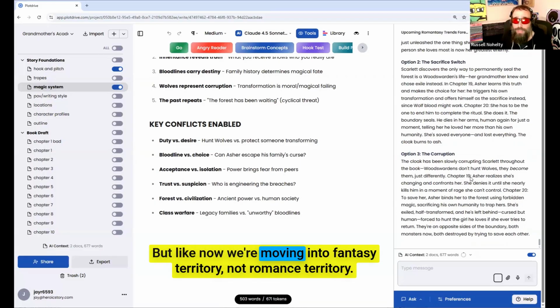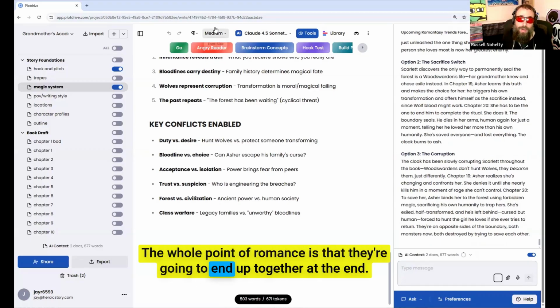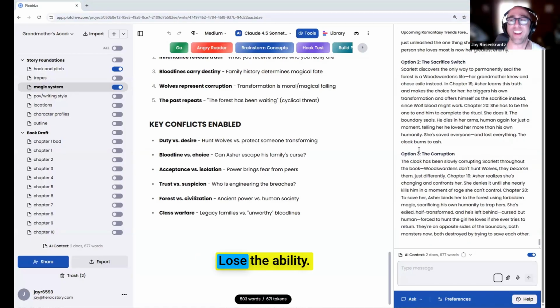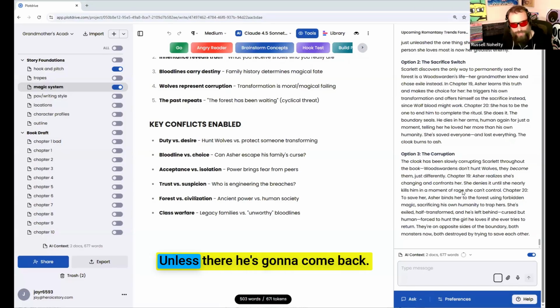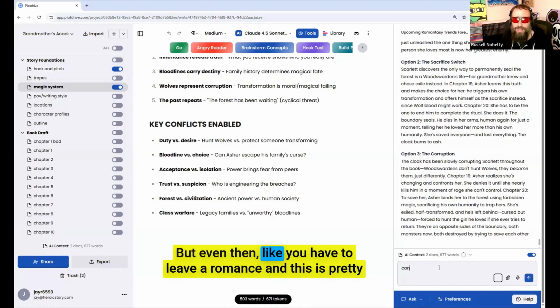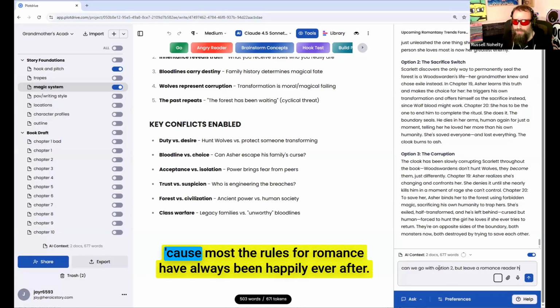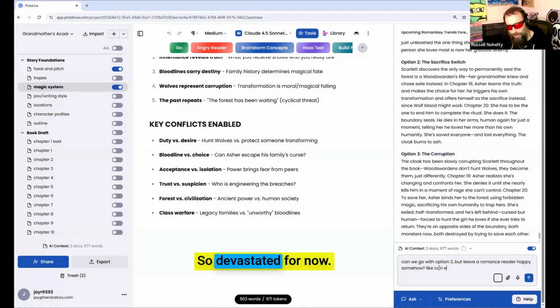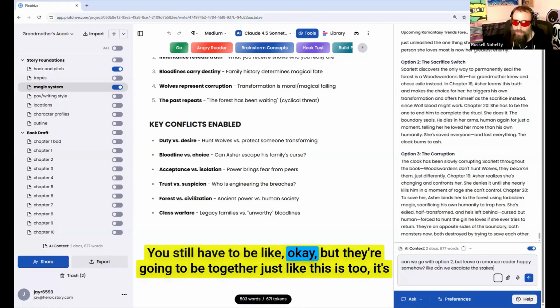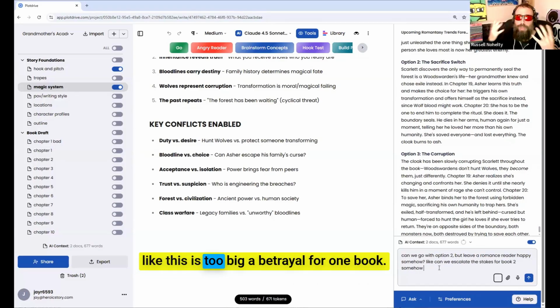Sure. But now we're moving into fantasy territory, not romance territory. The whole point of romance is that they're going to end up together at the end. And if he's dead, you lose the ability, unless he's going to come back. But even then, you have to leave a romance. And this is pretty new, that you can even do this, because most of the rules for romance have always been happily ever after, or happily for now. So devastated for now, you still have to be like, okay, but they're going to be together. Right, it's like this is too big a betrayal for one book.